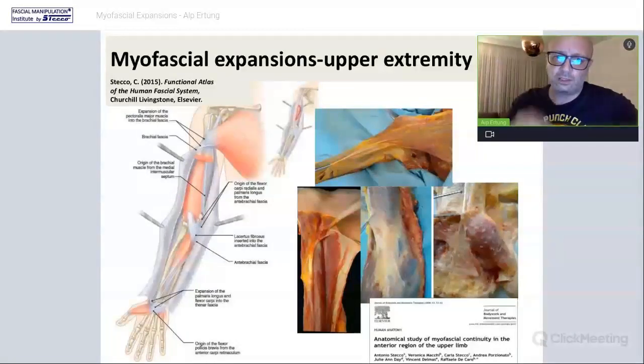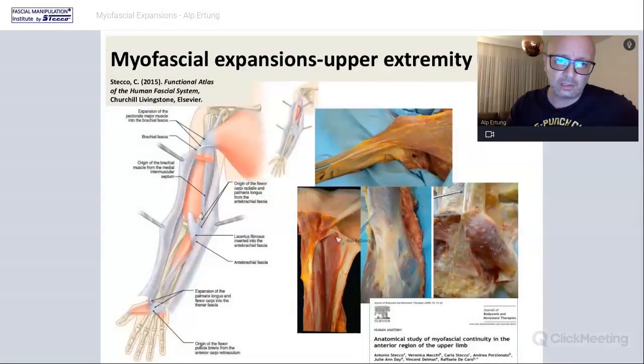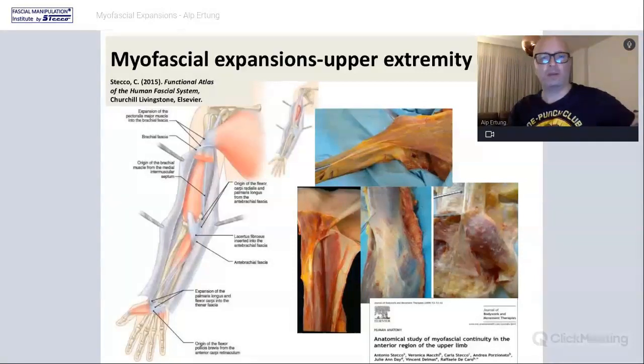And starting from that, we have the biceps brachii muscle. And as we can see, the biceps brachii has a specific connection between the deep fascia of the arm, the aponeurotic fascia, and the epimysium. The muscle itself has specific connections. Some places are free to glide, some places are connected. And also the very famous myofascial expansion, the lacertus fibrosus.